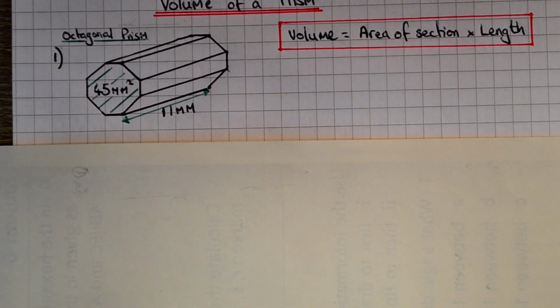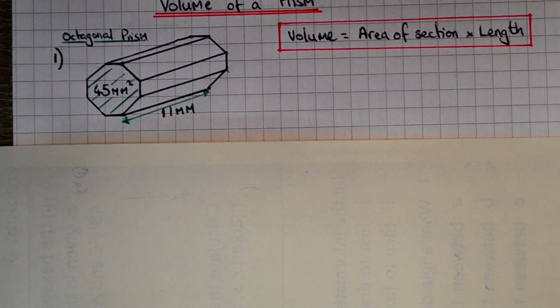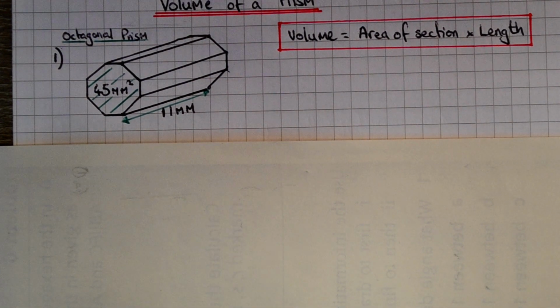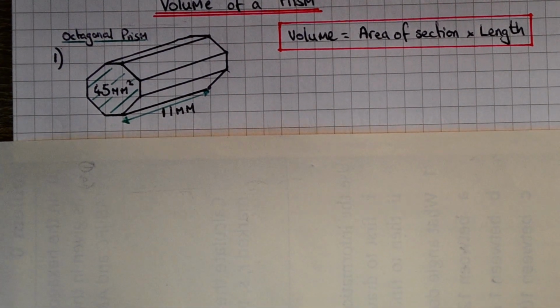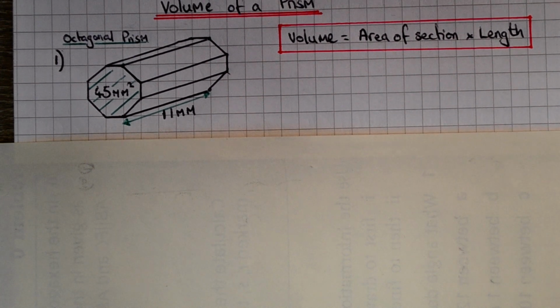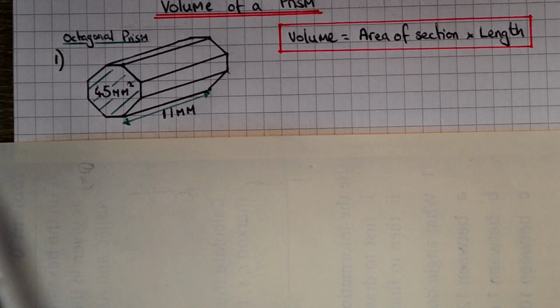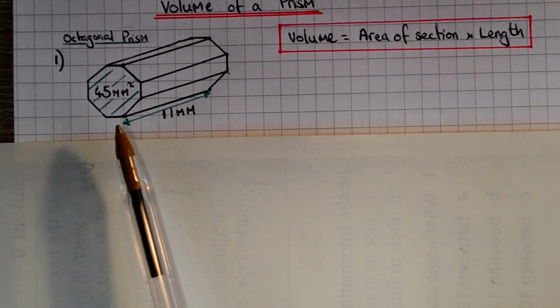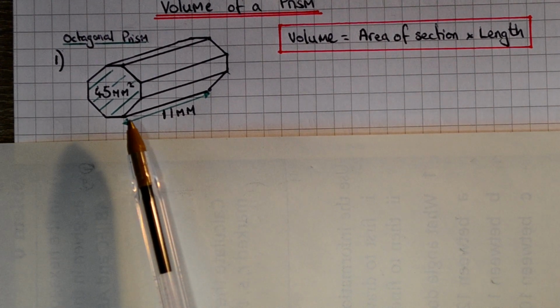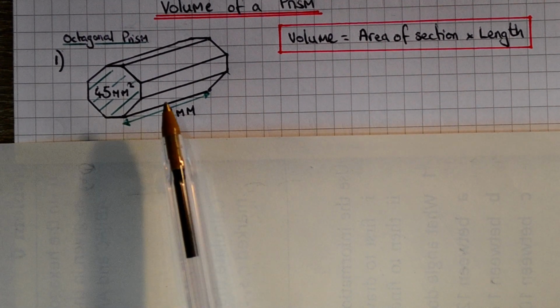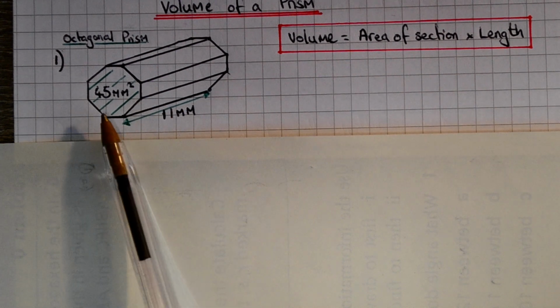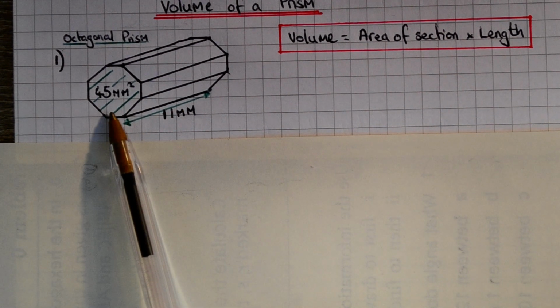This is a video to show how to find the volume of a prism. Really important is that a prism is a 3D solid that has the same cross-section throughout its length. So we've got an example here with an octagonal prism. If we were to slice it, then everywhere the slice would show up with this section, this cross-section.